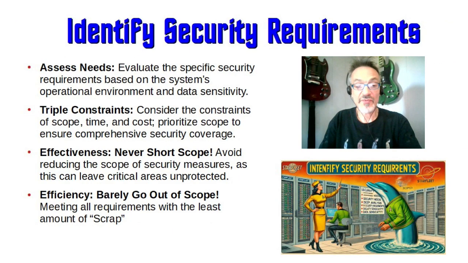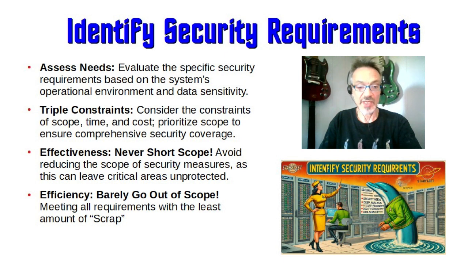When identifying security requirements, remember some key points. 1. Assess the need. We need to evaluate the specific requirements based on the system's operational environment and the data classification. This involves understanding the system's purpose, the types of data it handles, and the potential threats it faces. 2. Triple constraints. In the world of project management and security, we often talk about the constraints of scope, time, and cost, and we always prioritize scope.